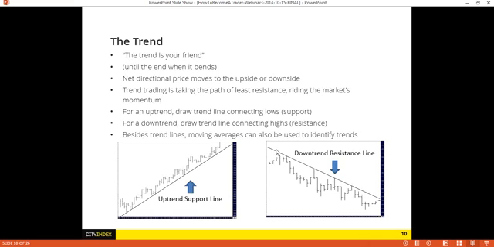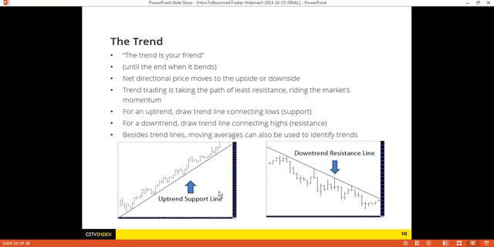Why is that? Well, these are basically resistance and support levels. But they're dynamic. They move with the price, whereas static support and resistance levels are just horizontal lines. I'm going to talk about that in a second.